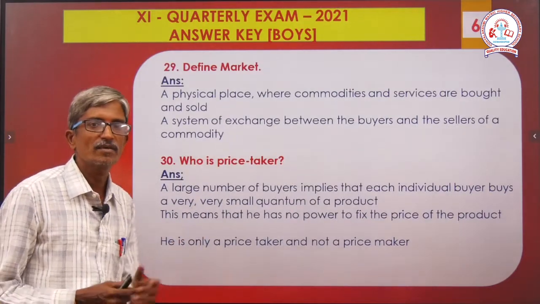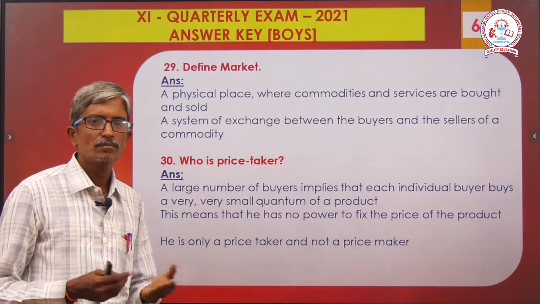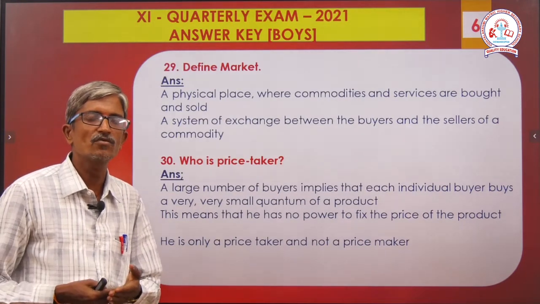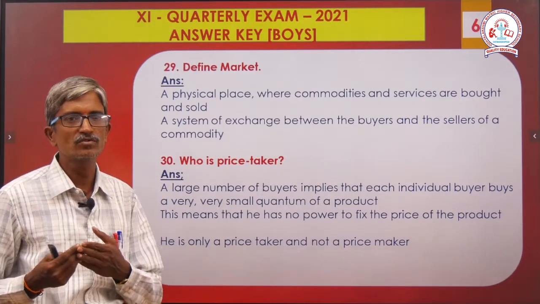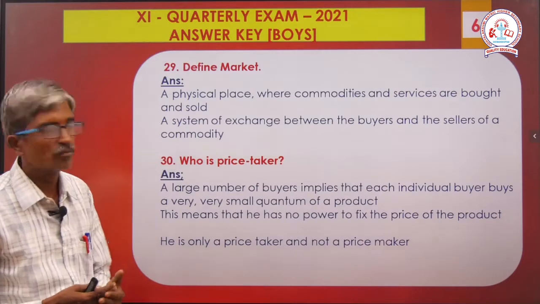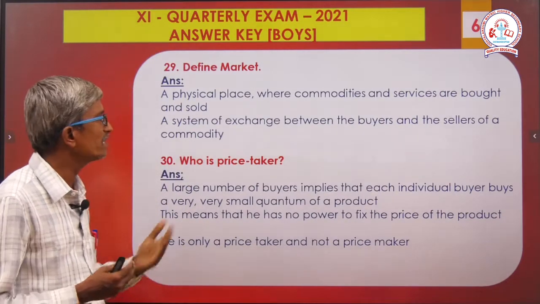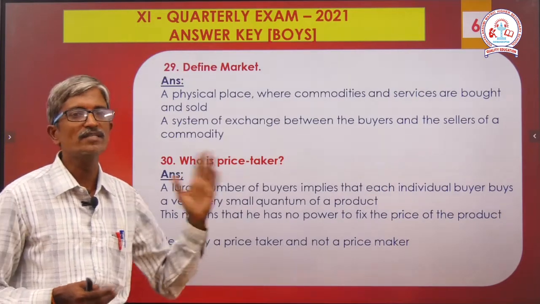Next question number 29, define market. Market means a mass of people gathering, for buying and selling. What is the process going on? Buying and selling. Very simply, the process of buying and selling the goods and services. Finish. That is what we are going to write here. A physical place, a natural place where commodities and services are bought and sold.